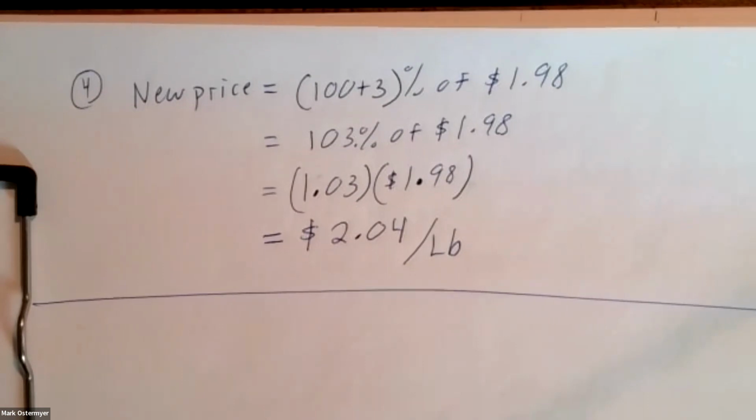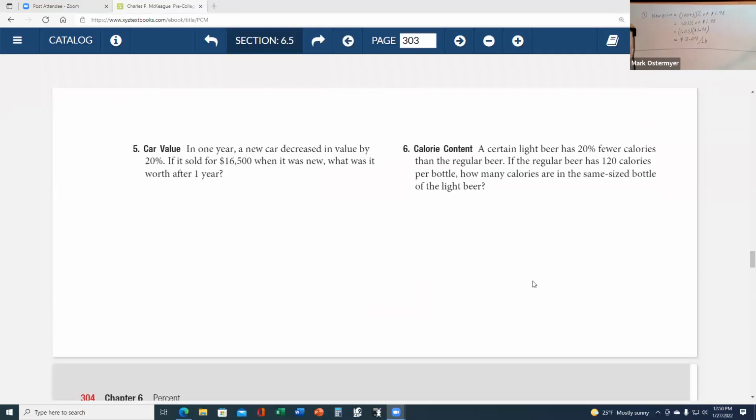All right, so that problem is done, number 4. Let's go try another one. Number 6. A certain light beer has 20% fewer calories than the regular beer. If the regular beer has 120 calories per bottle, how many calories are in the same size bottle of the light beer?